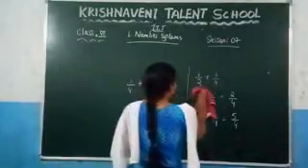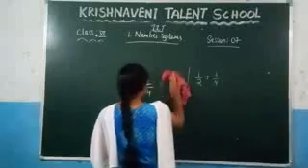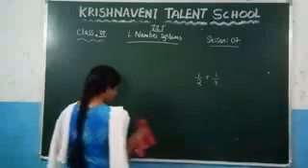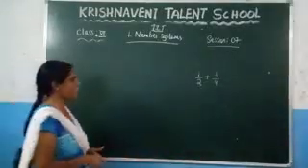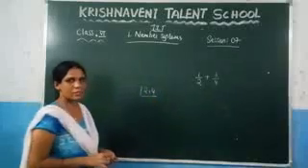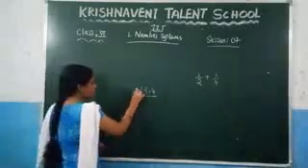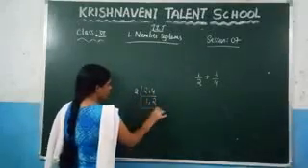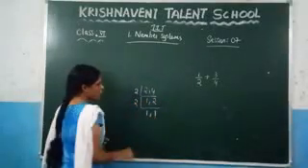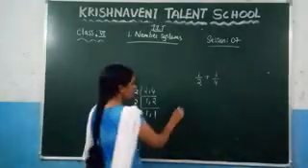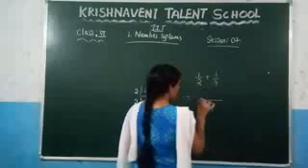Here you need to take the LCM of these two values. So how do you solve this one? Consider the LCM of 2 and 4. You know how to find the LCM. In the 2 table you will get both these values, 2 ones are 2 and 2 twos are 4. Similarly in the 4 table, 4 ones are 4. So what is the LCM here, which is 2 into 2, which is 4. So you can take the LCM as 4.